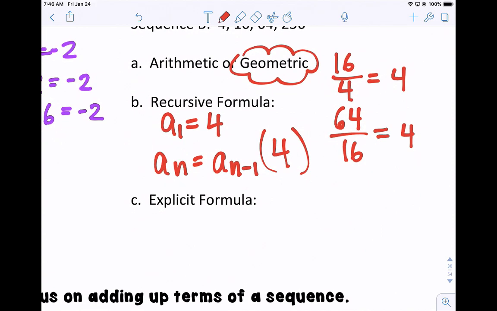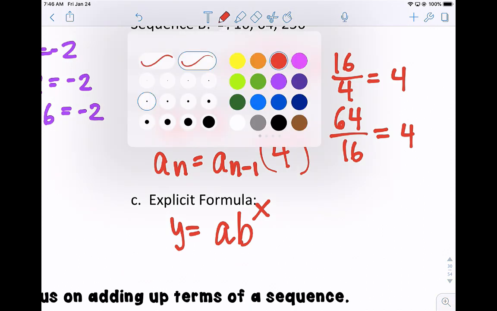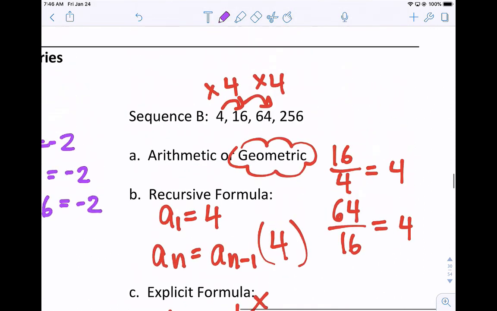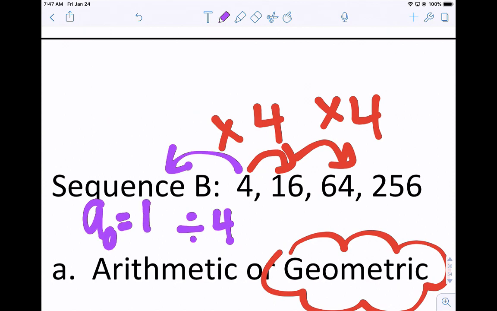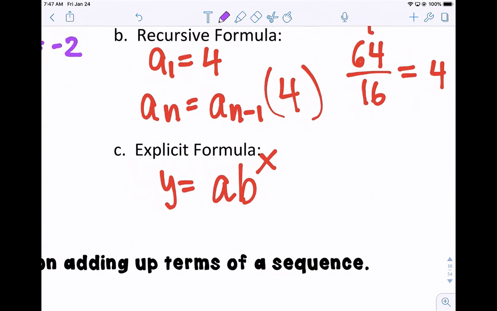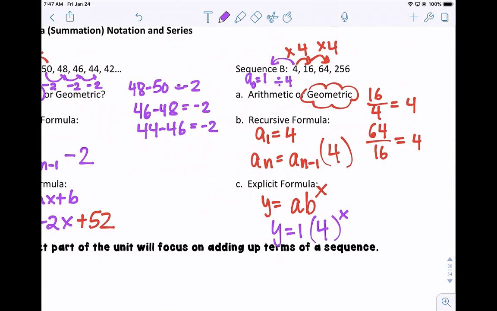The explicit formula, it's exponential, so it's multiplying by a number every time. So we have a times b to the x. We do need the starting value, though, which again would be the 0 term, like the y-intercept. So we do have to go backwards one. So instead of multiplying by 4, we divide by 4. So our starting value is 1. So here, our equation will be y equals 1 times 4 to the x power.